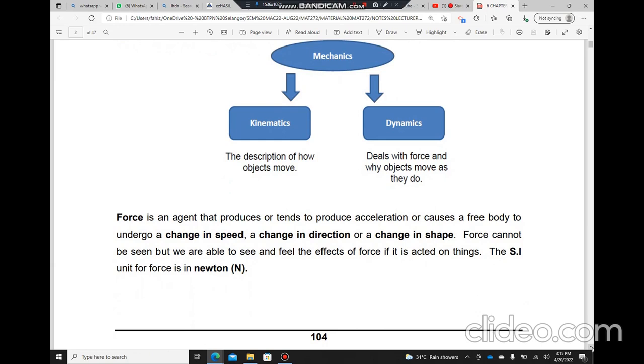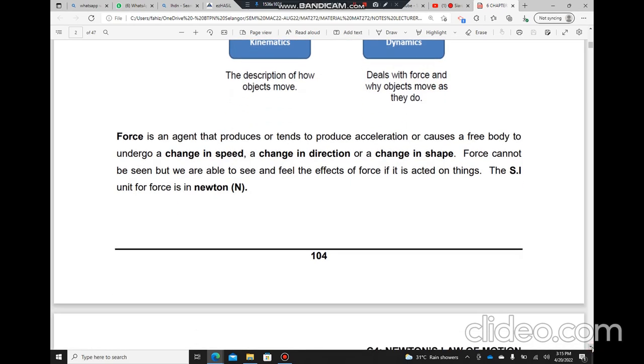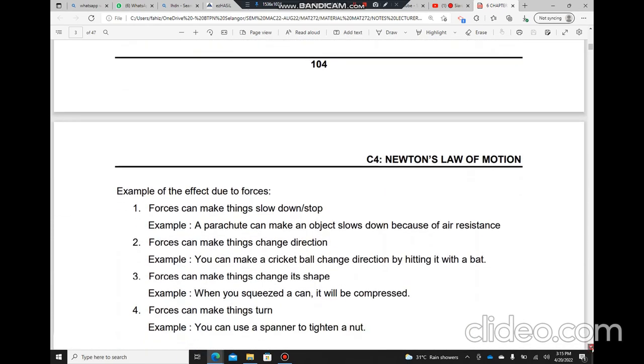Okay, so kita tahu dia ada satu force ataupun tekanan ke atas sesuatu objek. So dia mungkin akan merubah kelajuan, arah ataupun bentuk bila kita ada force kan, bila dia ada tekanan ke atas sesuatu objek. So unit untuk force adalah Newton, and then force tu kita tak boleh tengok tapi kita boleh rasa efek dia. Contohnya bila ada sesuatu tekanan ke atas badan kita, kita tak boleh tengok tapi kita boleh rasa. So unit dia adalah Newton.